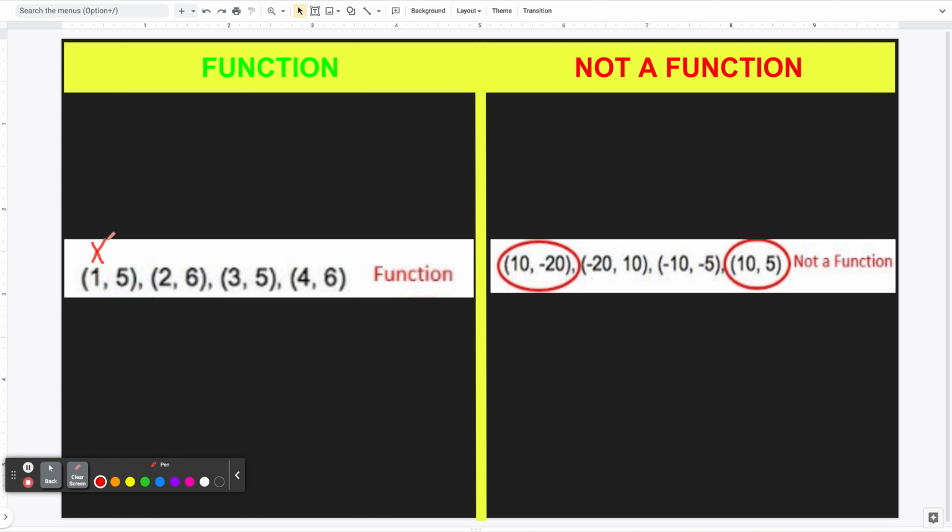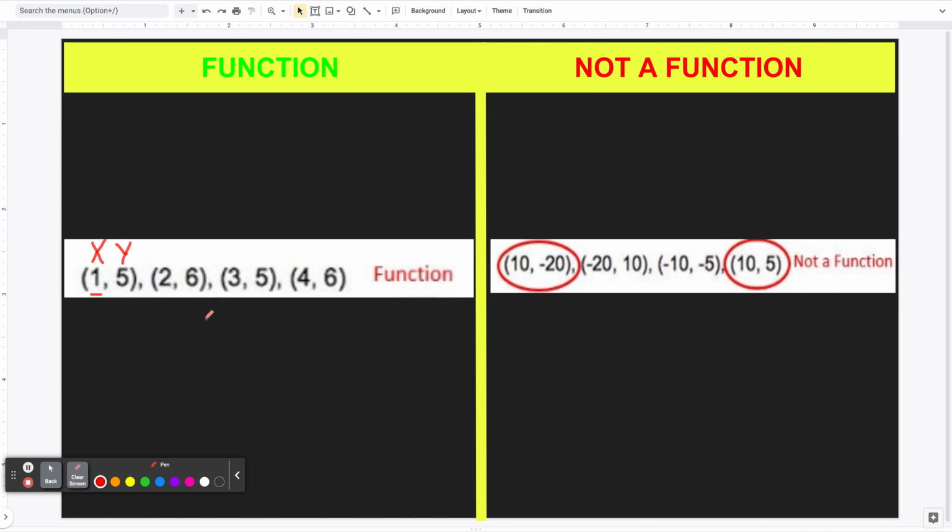So, remember, ordered pairs x and y. So, x is 1. Do you see any other ones dating anybody else? And of course, the answer is no. So 1 is dating 5, that's cute. 2 is dating 6, that's cute. 3 is dating 5, everything's so cute. 4 is dating 6. Now, this is a function.